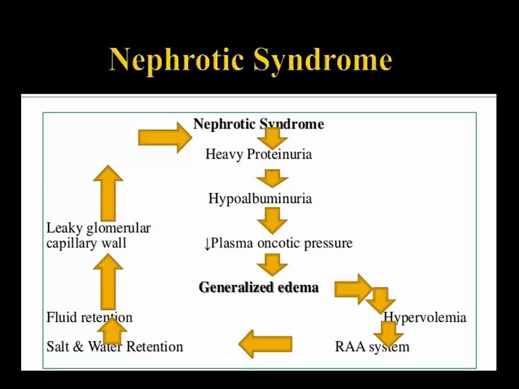A low to moderate protein diet, 0.5 to 0.6 grams per kilogram per day, is prescribed because even though the damaged glomerulocapillary membrane causes a loss of plasma protein, a high protein diet exacerbates urinary protein losses.